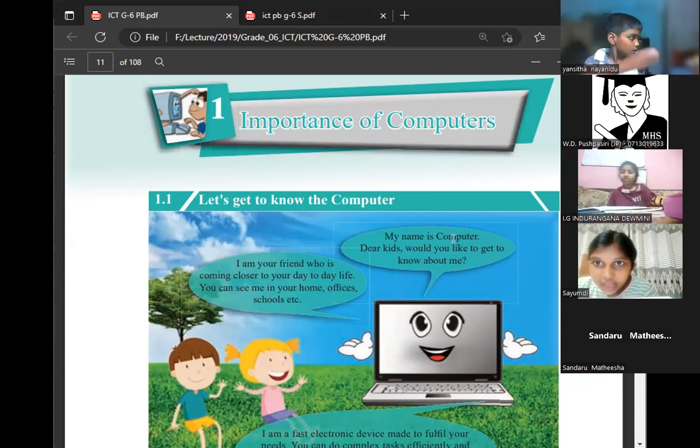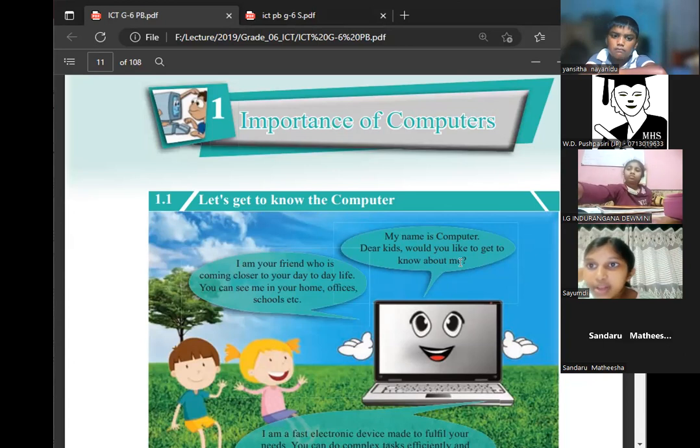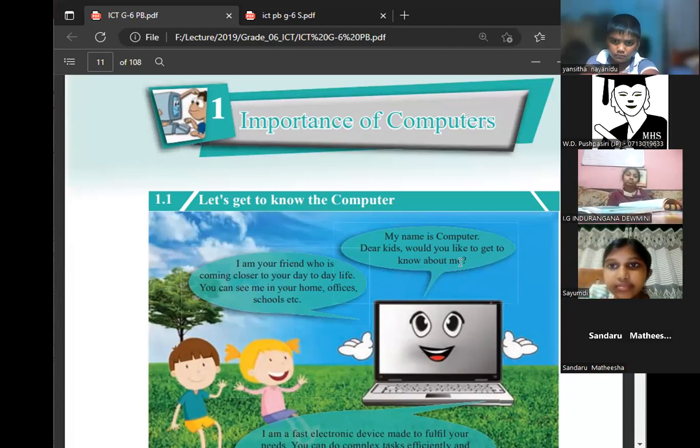My name is Computer. Dear kids, would you like to get to know about me? Kids, kids mean children. Children, do you want to know about me? Right? And it says again, I am your friend who is coming closer to your day-to-day life. So I'm your friend. I always do a lot of work in day-to-day life, right? You can see me in your home, office, school, etc. Right? Etc.